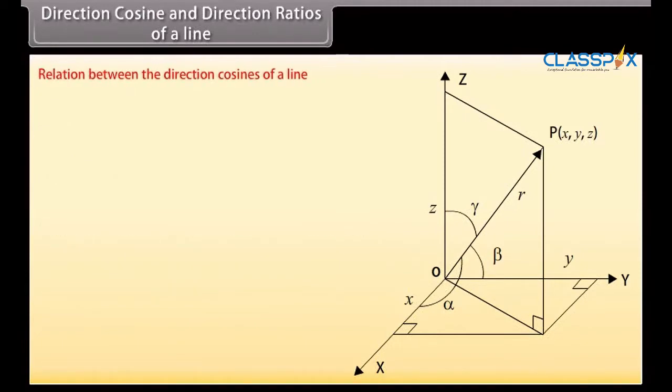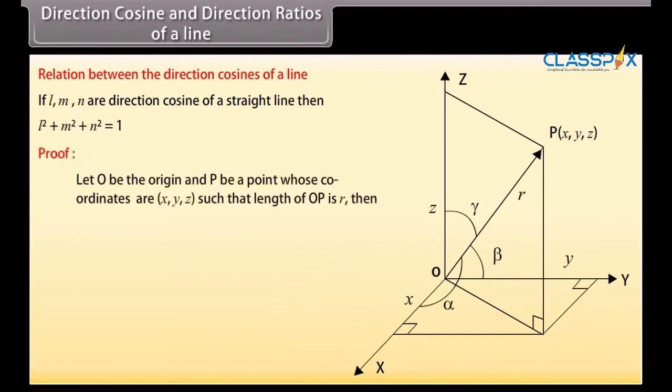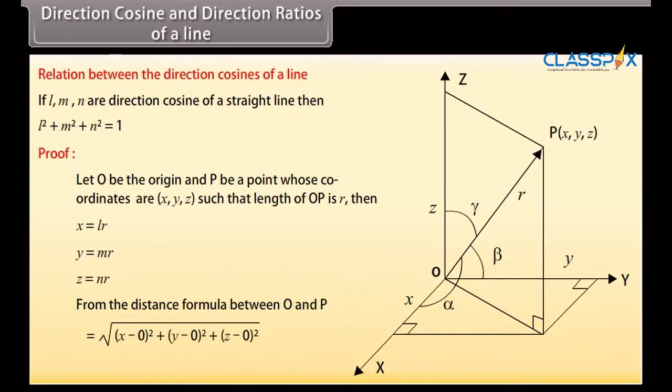Relation between the direction cosines of a line. If L, M, N are direction cosines of a straight line, then L square plus M square plus N square equals 1. Proof. Let O be the origin and P be a point whose coordinates are x, y, z such that length of OP is r, then x is equal to LR, y equals MR, z equals NR. From the distance formula, the distance between O and P equals square root of (x minus 0) square plus (y minus 0) square plus (z minus 0) square. So x square plus y square plus z square equals r square, name it as 1.